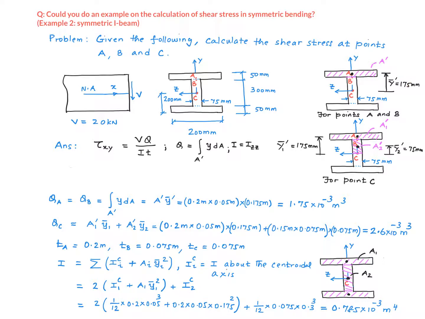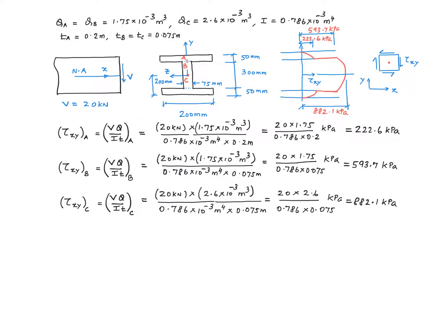So you square that, plus the second moment of inertia of the web would be 1 over 12 times B, which is this part right there. So that will be 0.075 meters multiplied by this distance, which is the depth, which is 0.3 meters cubed, right? So you simplify that, we get this value for the second moment of inertia of the I section about this global axis Z. Now that we have all of the key parameters appearing in this general equation evaluated, we can go ahead and calculate the shear stress.